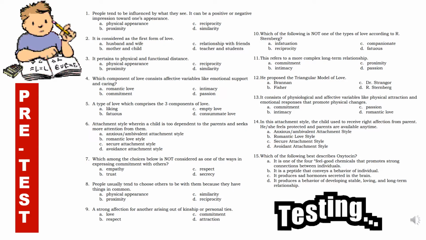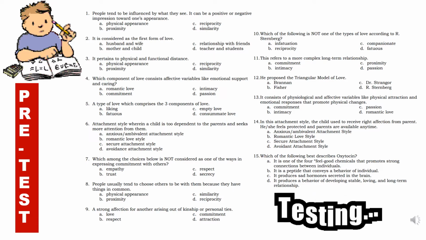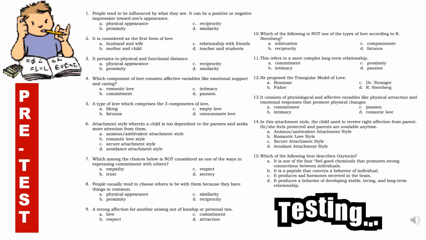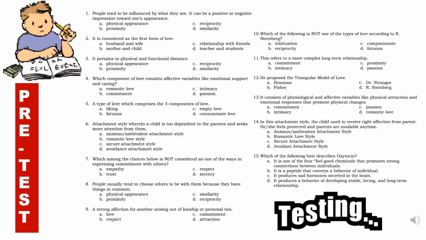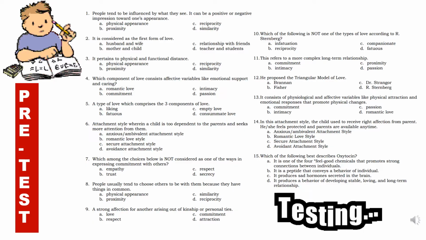7. Which among the choices below is not considered as one of the ways in expressing commitment with others? A. Empathy. B. Trust. C. Respect. D. Secrecy. 8. People usually tend to choose others to be with them because they have things in common. A. Physical appearance. B. Proximity. C. Similarity. D. Reciprocity.